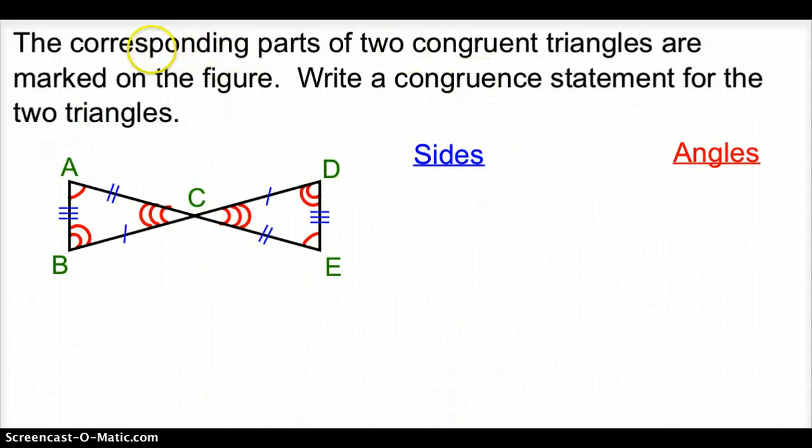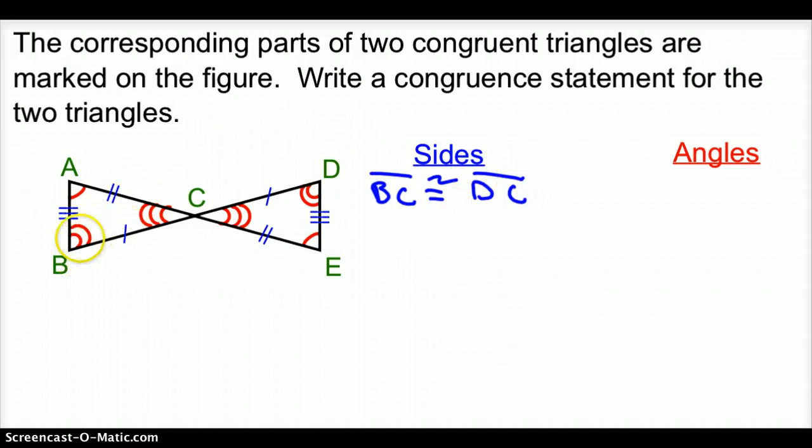Now we're going to label the corresponding parts of the two congruent triangles on this figure, and then we're going to write a congruent statement for the two triangles. So the very first thing that we're going to do though is label all the sides. So I'm going to find my tick mark. So here's the first one, and I'm going to say side BC, with a bar over top of it, is congruent to DC with the bar over top of it.